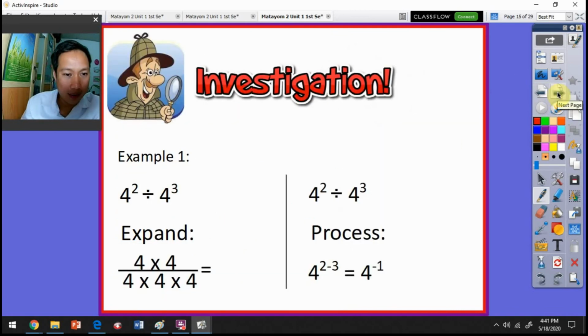Again, we have expand and process. Now, 4 to the power of 2 divided by 4 to the power of 3. We'll expand 4 to the power of 2. 4 to the power of 2, 4 squared, is 4 times 4. 4 to the power of 3 is 4 times 4 times 4. So we cancel it out.